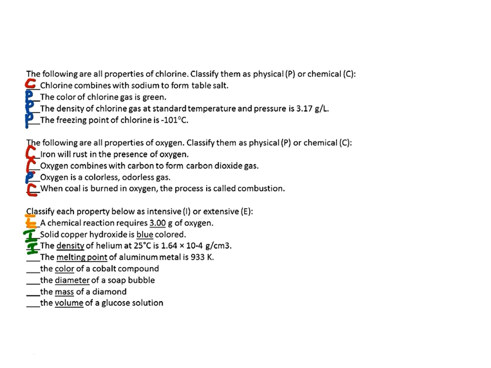The melting point of aluminum metal is 933 Kelvin. That is an intensive property. Melting point is intensive. The color of a cobalt compound, that's intensive. The diameter of a soap bubble, that will depend on how much you have, right? The bigger volume of, the more soap you have, the bigger the diameter could be. The mass of a diamond is definitely extensive. It depends on how much diamond is present. The volume of a solution is extensive. If you double the volume, then the volume is going to be greater, right?